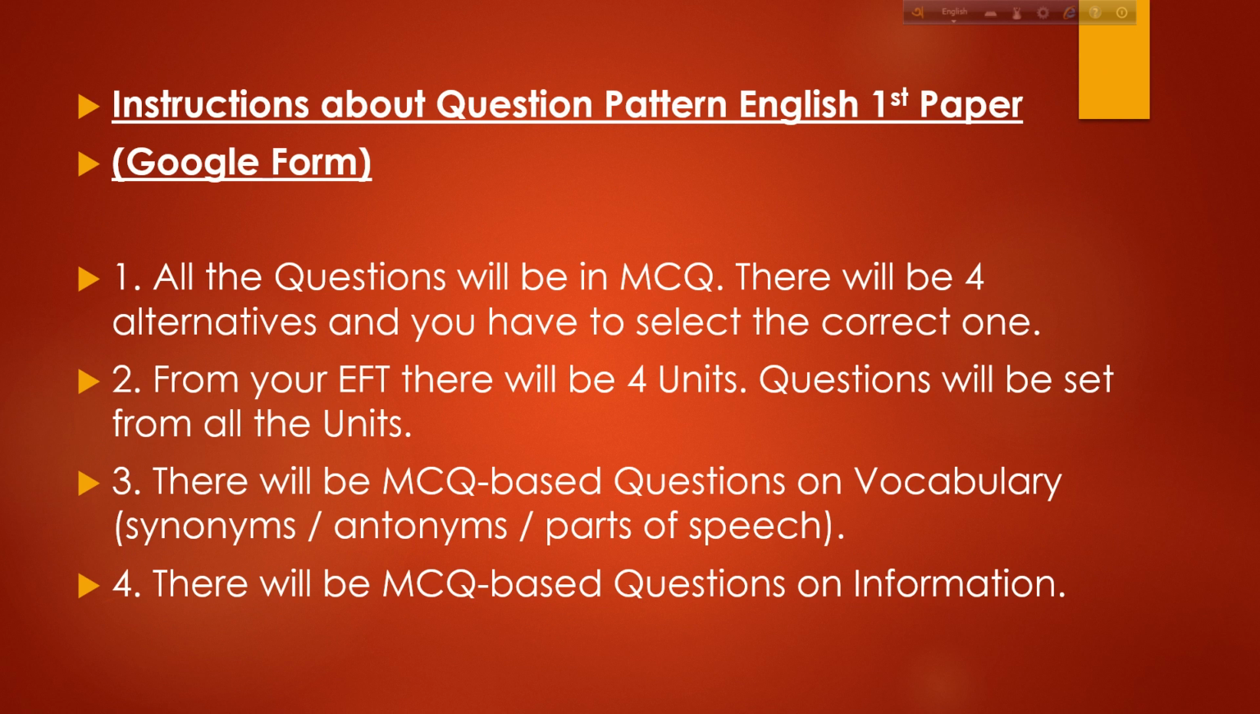Number 1, all the questions will be MCQ. That is, there will be 4 alternatives and you have to select the correct one. You just click the correct one. You know it. Number 2, from your English for Today, there will be 4 units: unit 1, 2, 3, and 4. Questions will be set from all the units.